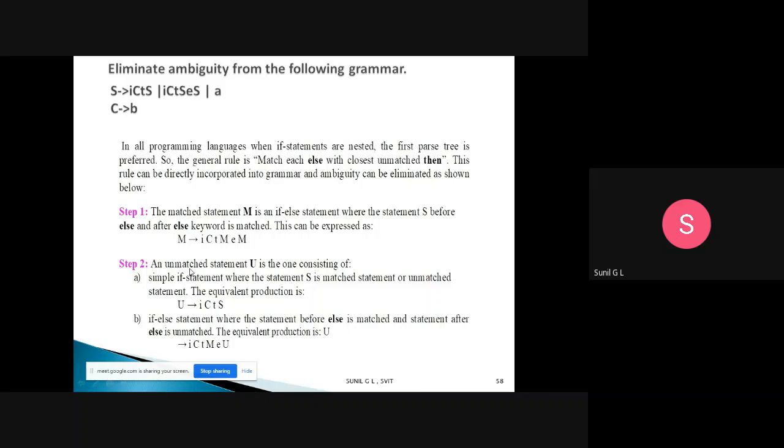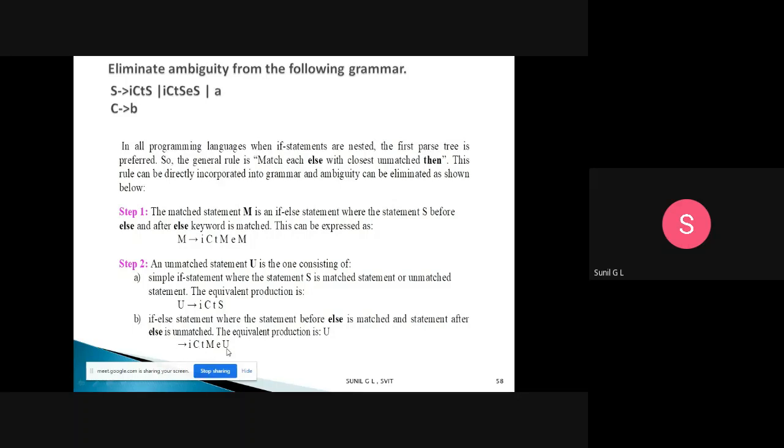Then after that, the normal if statement. That is, if condition then S is there. So that one we are making as an unmatched statement. S is matched, so here S is matched and unmatched; it may be a matched or unmatched element. So this one we will make as a U. Then for the if-else statement we are putting matched or unmatched statement. That is, U tends to I if condition then matched statement or unmatched statement.